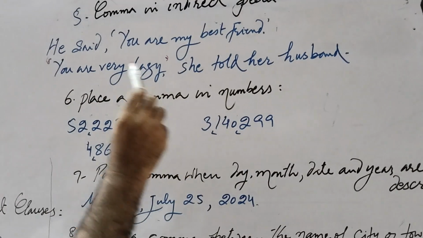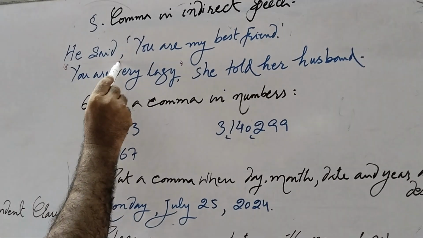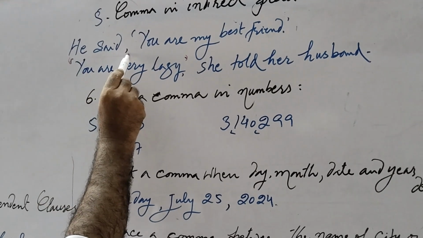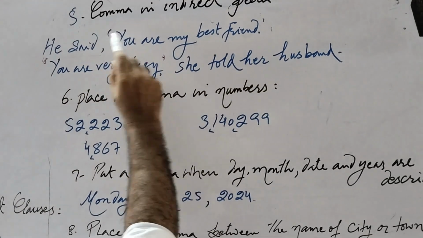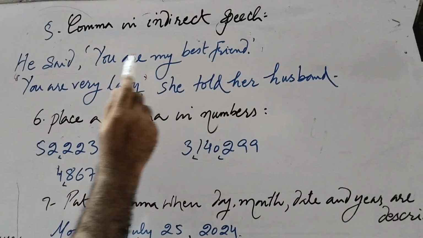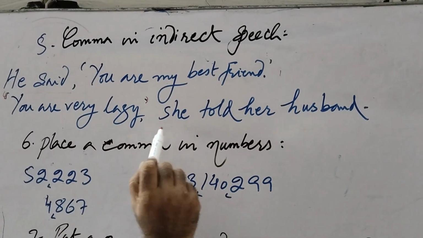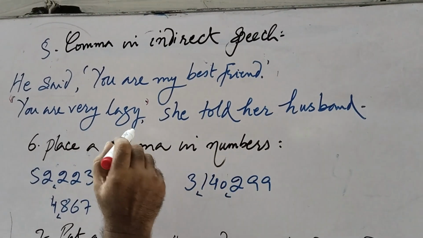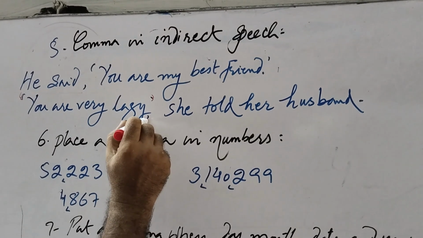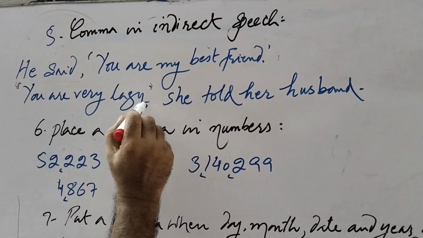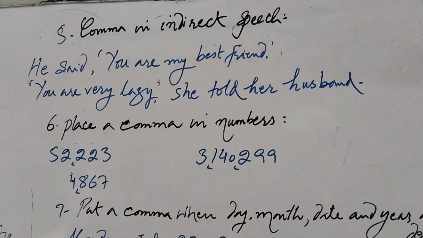Look, here is the difference. Here we have put the comma after the reporting verb. It is not in the direct speech. But here, when the reporting verb is at the end, we put a comma in the direct speech when the sentence is at its end.